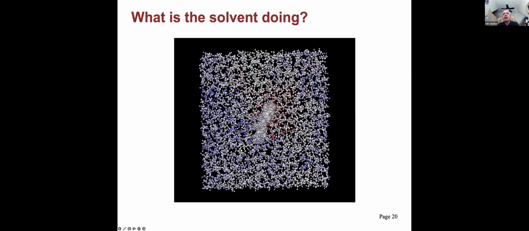This is an early calculation we did where we're looking at water surrounding a tripeptide, and there's a phenylalanine residue here, and the colors are an indication of how much the local structure of the solvent looks like the bulk solvent, and you can see that this phenylalanine has a massive effect on the water that is around it, and it actually goes pretty far into the liquid.